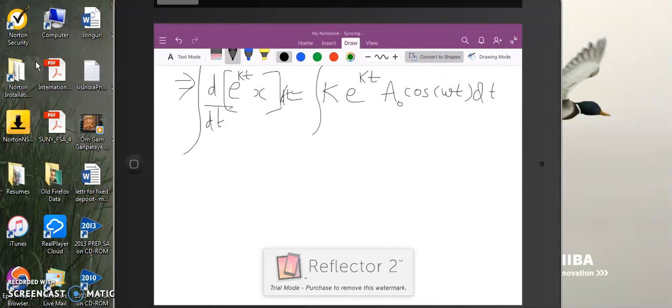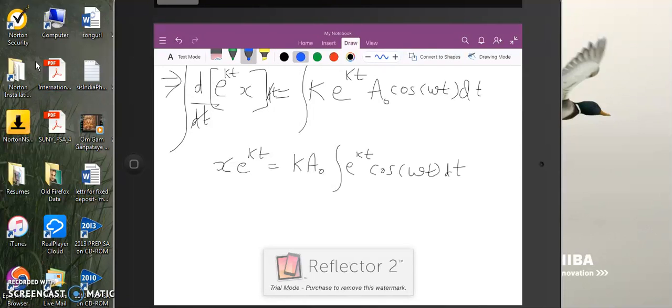The dt here and here cancel, so that this becomes x e to the kt equals k a naught integral of e to the kt cosine of omega t dt. I've taken the k and a naught out over here because they're constants.